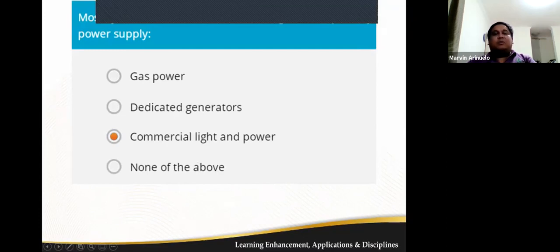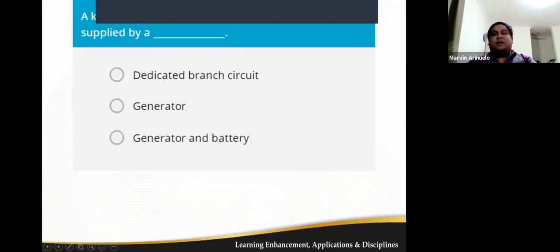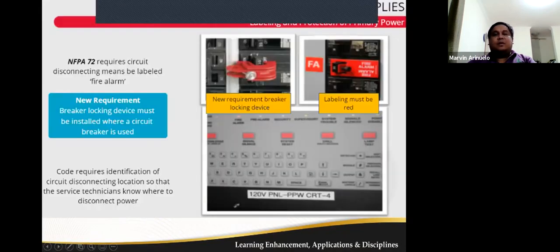A key requirement for primary power is that it must be supplied by a dedicated branch circuit. That is correct. Now let us discuss the labeling and protection of primary power. The NFPA National Fire Alarm and Signaling Code, NFPA 72, requires that the circuit disconnecting means be labeled "fire alarm."